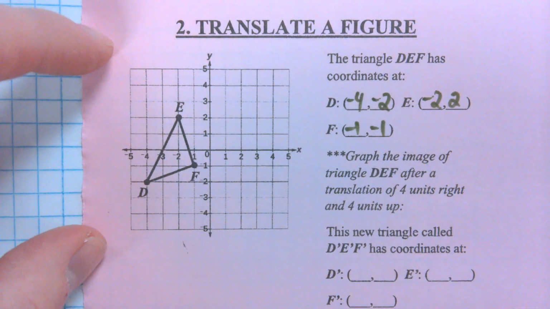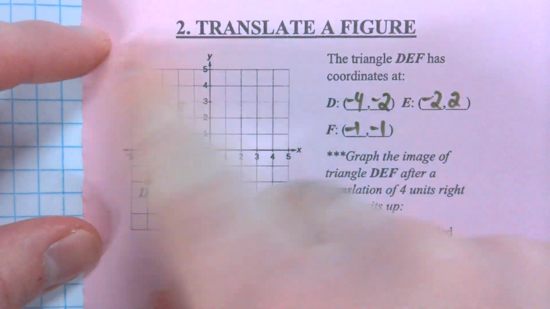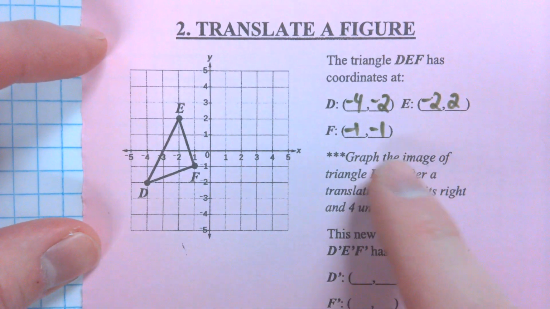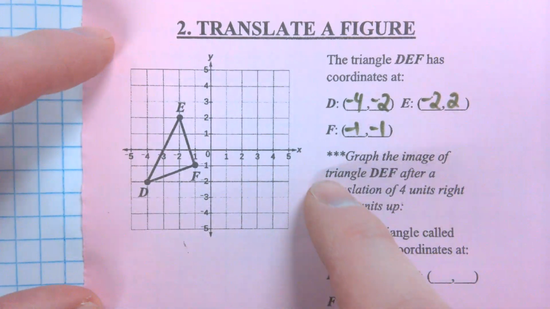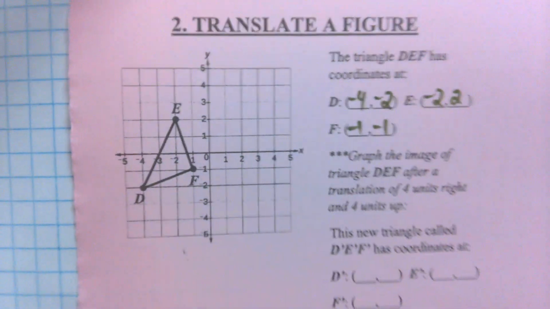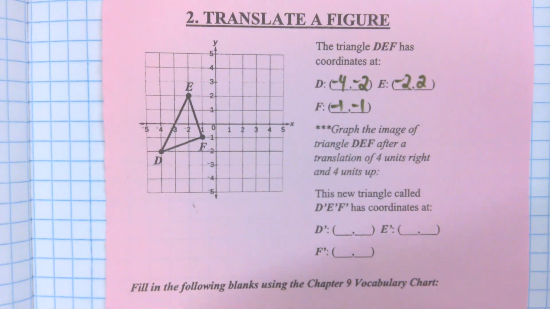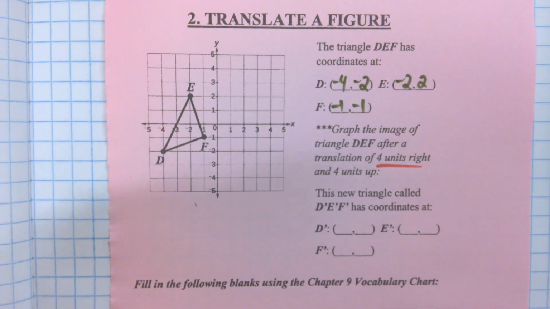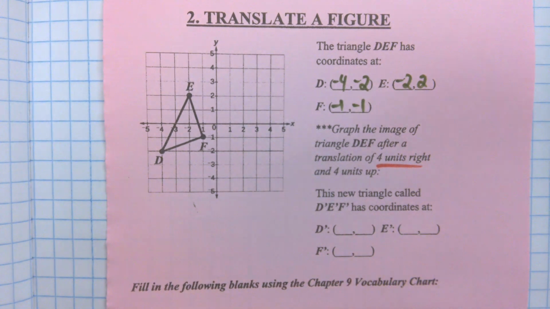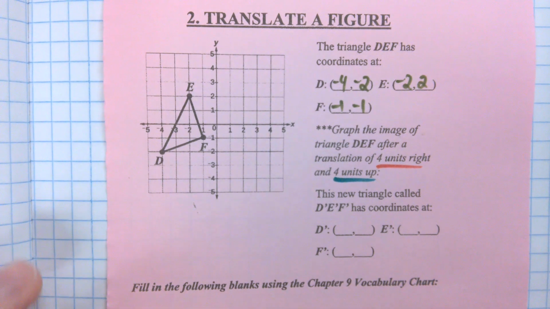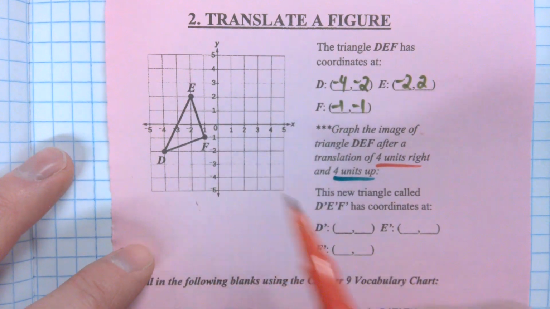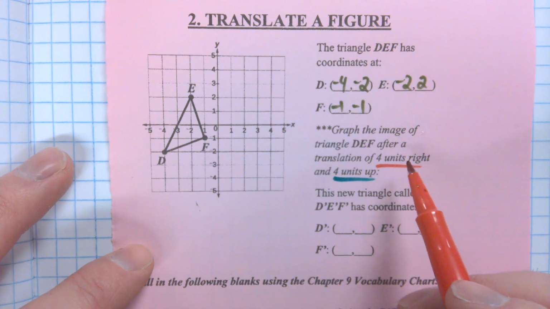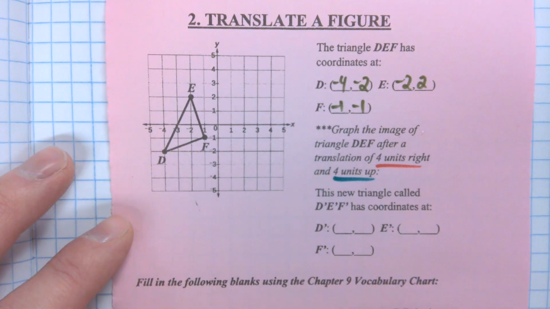So triangle DEF is our pre-image or starting point. We're now going to graph the image or end point of our triangle DEF's journey after a translation of 4 units to the right and 4 units up. So we're going to take this triangle point by point, 4 units to the right and 4 units up.